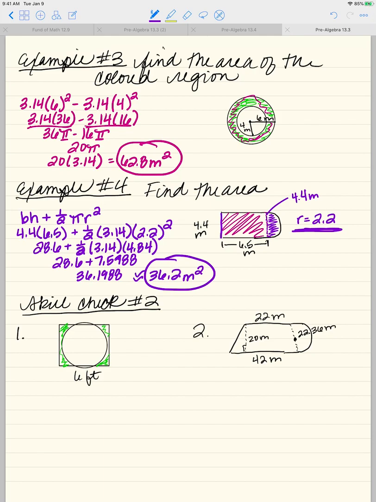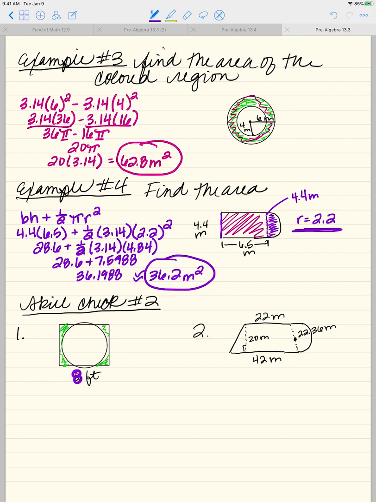Skill check number 1. How are we going to find the area of this region? And I just realized I made a mistake. That should be 8, not 6. So we have a square, and then inside we have a circle. Now, my drawing, again, not awesome. In your book, you can see that your circle completely touches the edges of this square.